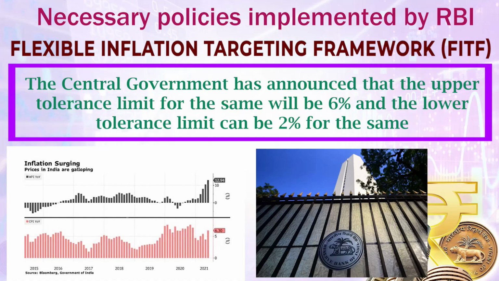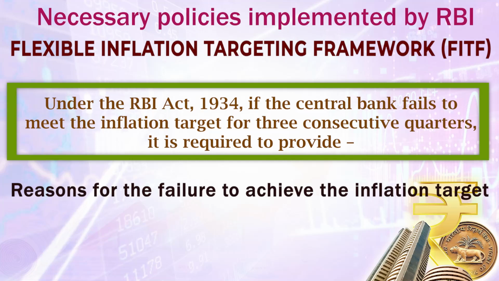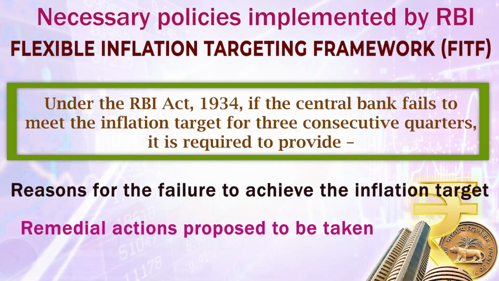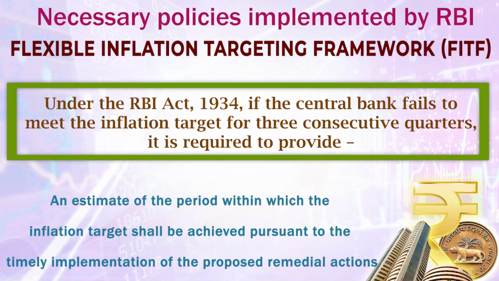If the RBI fails to achieve this type of target, then it has to provide the reason why it failed to achieve the targeted inflation. And there is another point it has to cover: when it will be able to meet that target, and there should be some estimated time also, which will say that at this point of time this type of price level will prevail in the economy, so that the targeted inflation will be met.